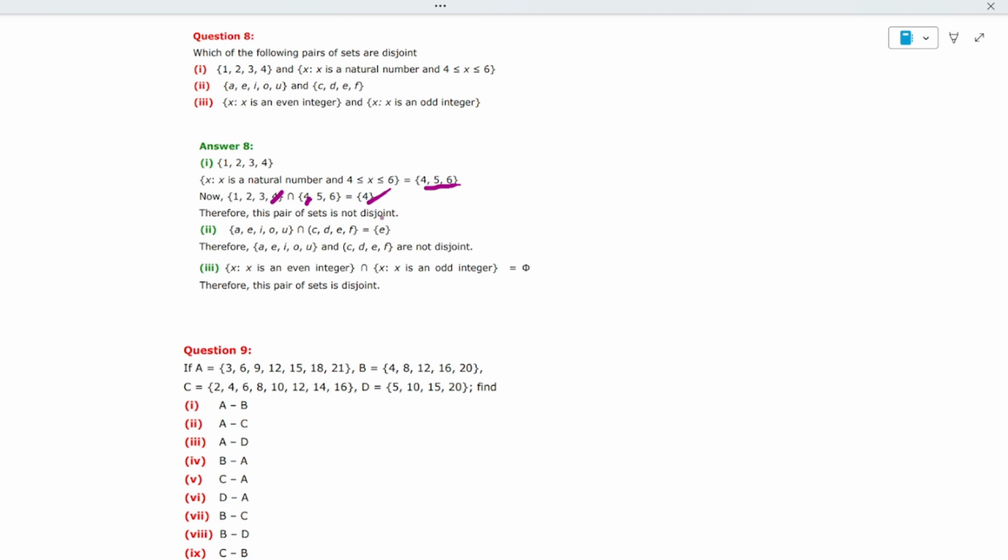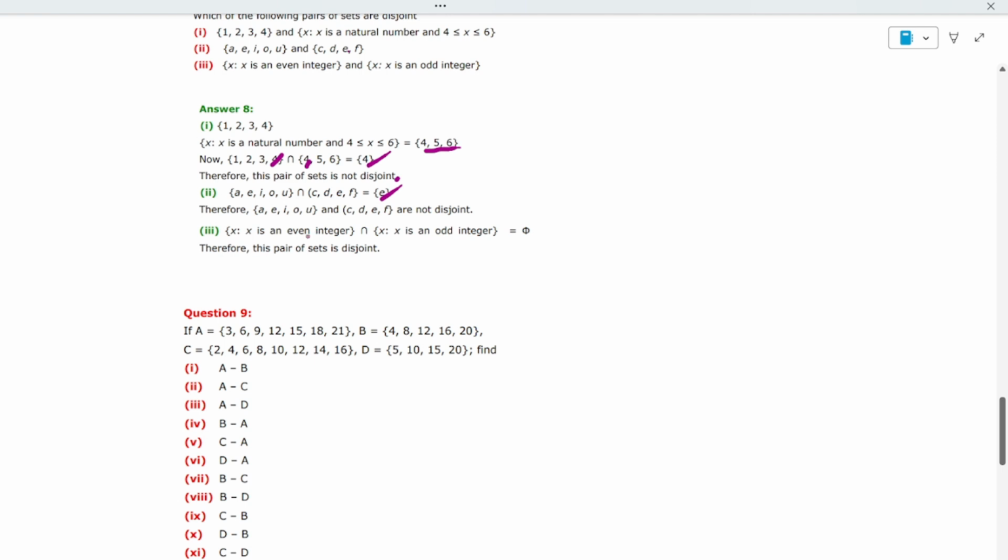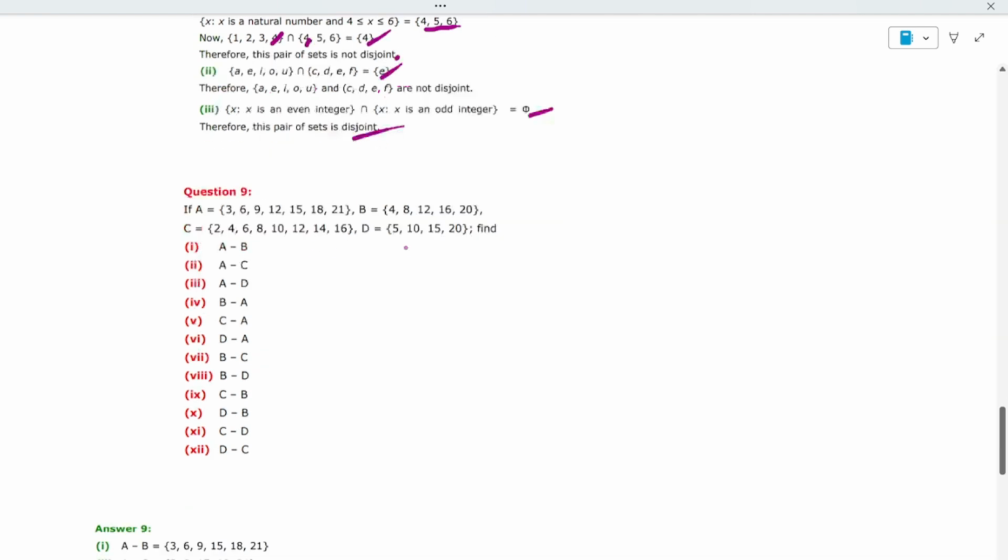If it is disjoint, it means the null set should be there. So it is not disjoint. One element is present here, so it is not disjoint. Here, the only common element among these two is E, right? Yes, so this is also not disjoint. Now let's see this even and odd. As the name itself suggests, it is disjoint, that is, the null set.